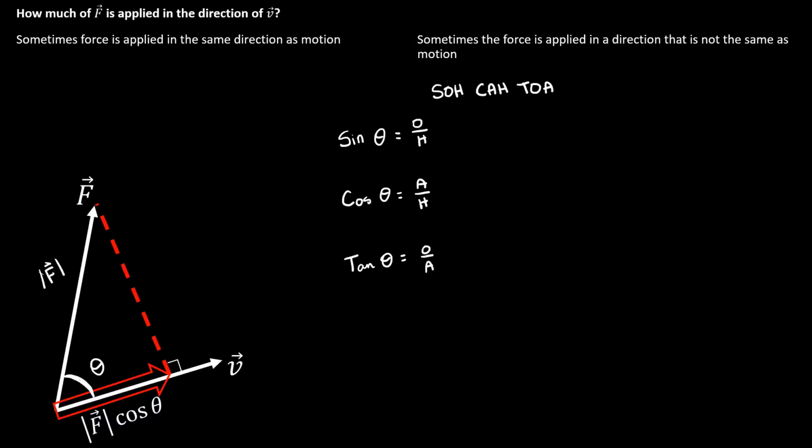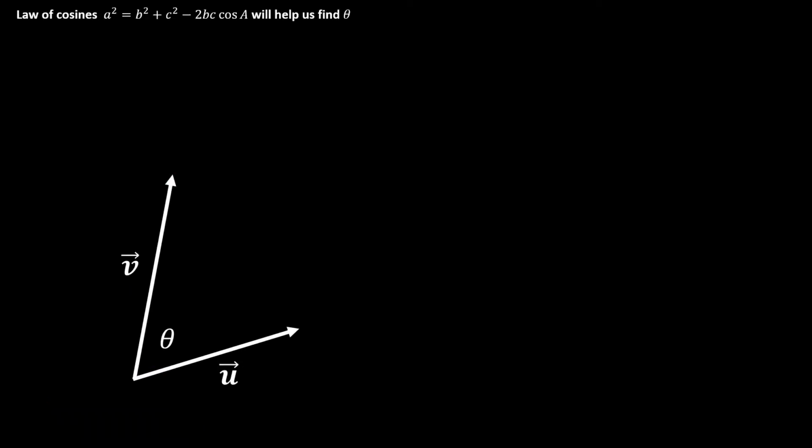However, what if we don't know what the angle is between F and V? If it's not given to us, can we find it? And the answer is yes, we can. To be able to find that angle, I need to go back to something that you might not have seen for a long time, and that's the law of cosines. Now we know that there are nice right triangles out there, and we also know that there are triangles that don't contain right angles.